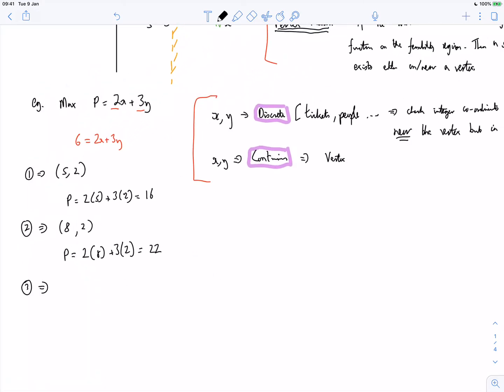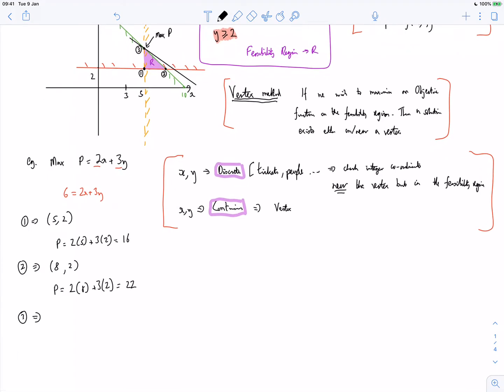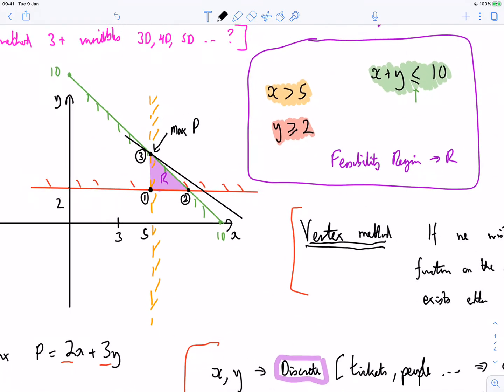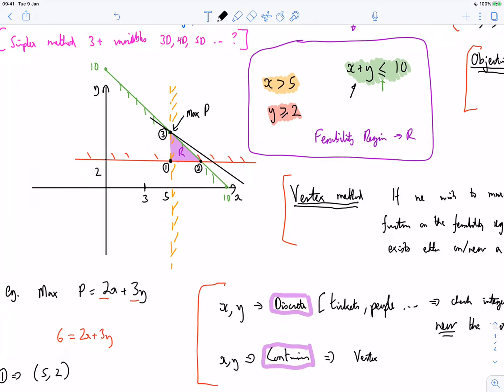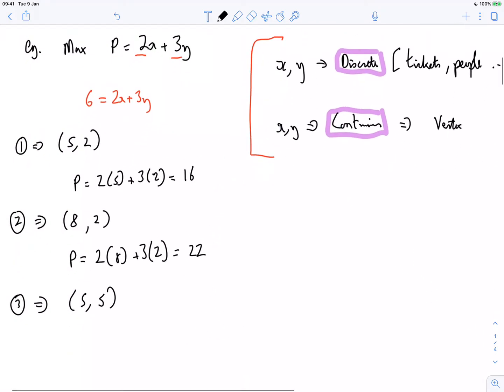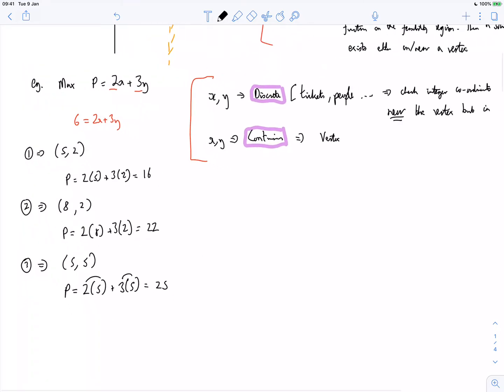Now let's look at the third vertex. Well, the third vertex is clearly going to be when x is 5 and the y value is going to be 5, because remember, if it's the intersection of this green line and orange line, then it must be the case that x plus y equals 10 at that point there. So P is going to be 2 lots of x, which is 5, plus 3 lots of y, which is 5. So 2 lots of 5 is 10, plus 3 lots of 5 is 15. 10 plus 15 is 25. So we've actually found the maximum value for P. Okay, and it was the vertex.